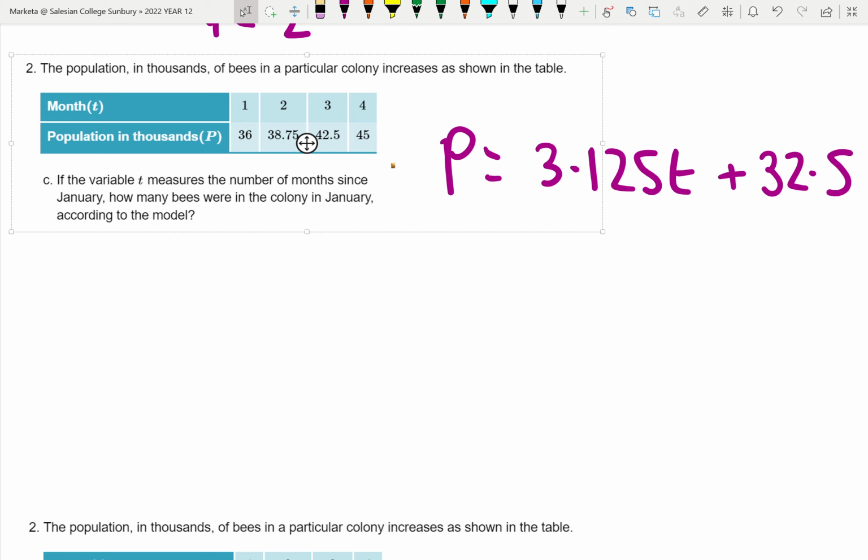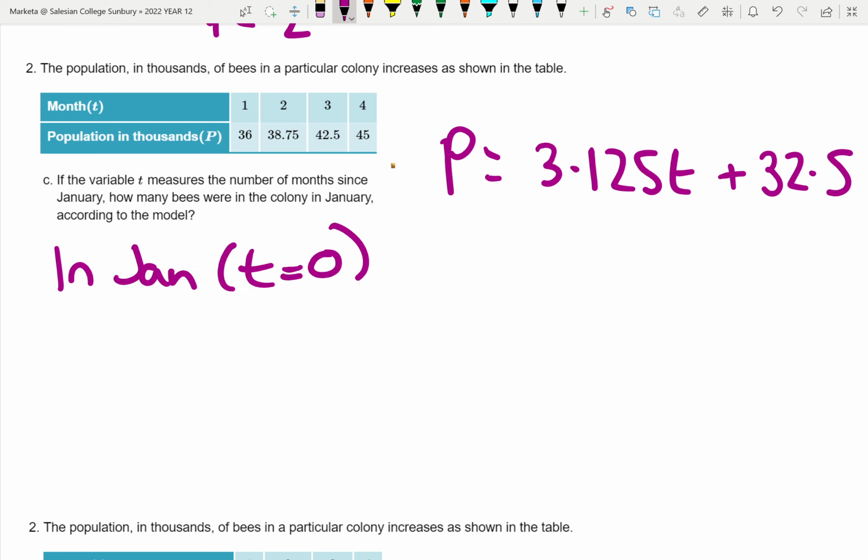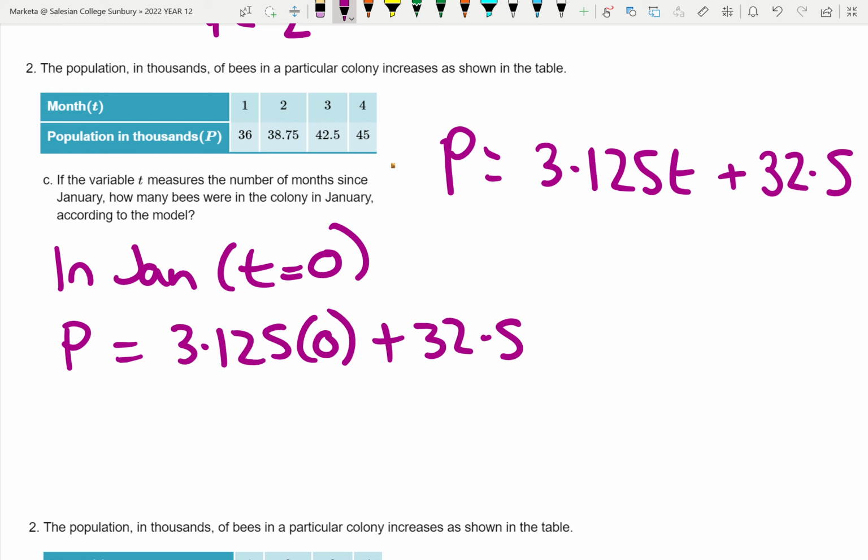All right, so part C tells us if the variable T measures the number of months since January, how many bees were in the colony in January? Okay, so that means this must be February, March, April, May. So in January, well, T must equal 0. In January, T equals 0. So we can just simply sub that in. P equals 3.125 times 0 plus 32.5, and that means the population is 32.5.